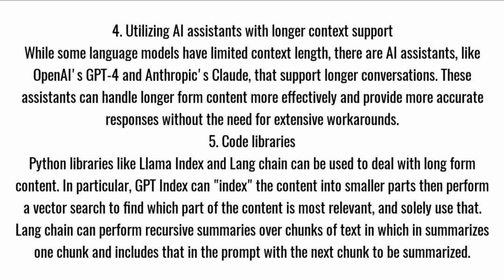In particular, GPT Index can index the content into smaller parts, then perform a vector search to find which part of the content is most relevant, and solely use that. LangChain can perform recursive summaries over chunks of text, in which it summarizes one chunk and includes that in the prompt with the next chunk to be summarized.